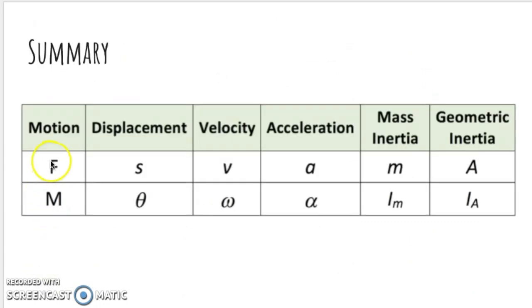So now let's review some terms. The first row deals with translational motion, and the second row is for rotational motion. We see that force is analogous to the moment. Translational displacement is analogous to angular displacement, and similarly, mass in translation is equivalent to mass moment of inertia in rotation, and area in translation is analogous to area moment of inertia in rotation.